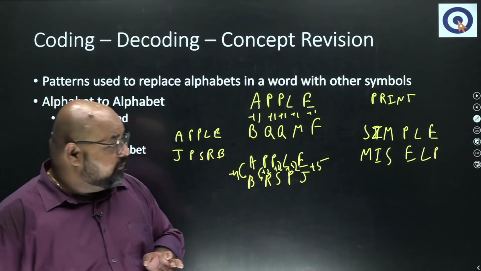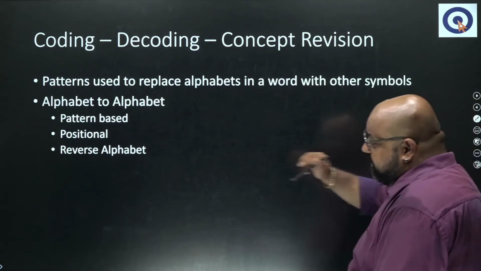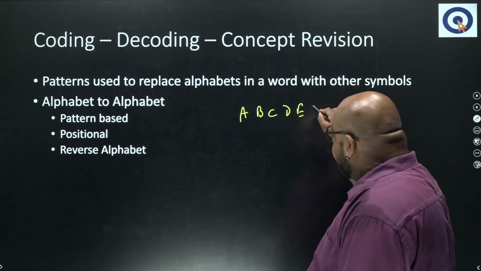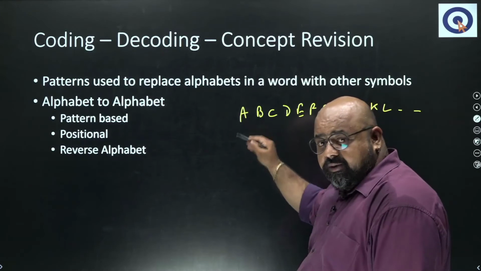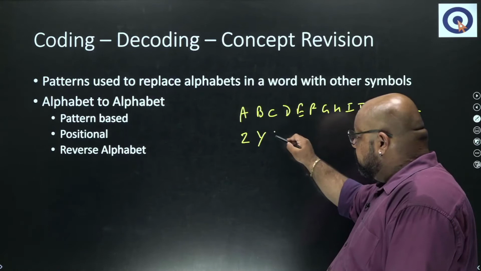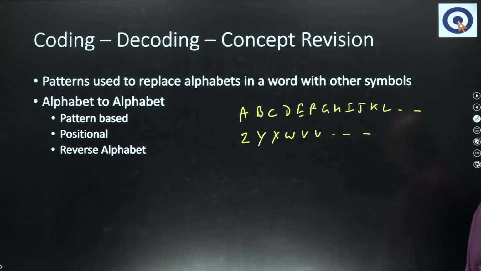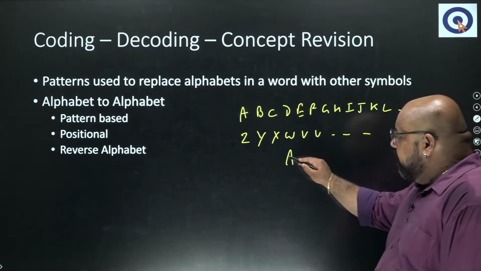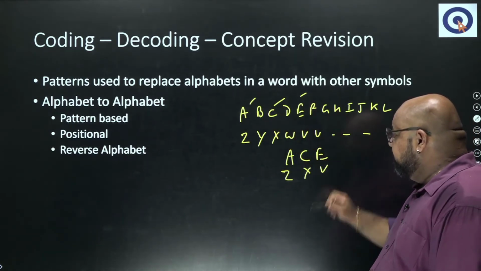If nothing works out, then what you do is you look at reverse values. When I say reverse values, what I'm saying is these alphabets are represented by the reverse alphabet. So A will become Z, and so on. A becomes Z, B becomes Y, C becomes X, D becomes W, and so on. For example, ACE being coded as ZXV.